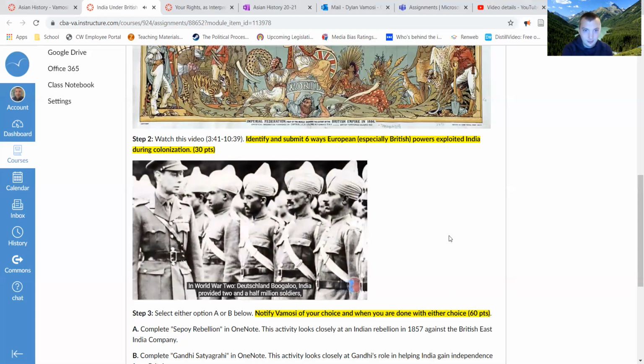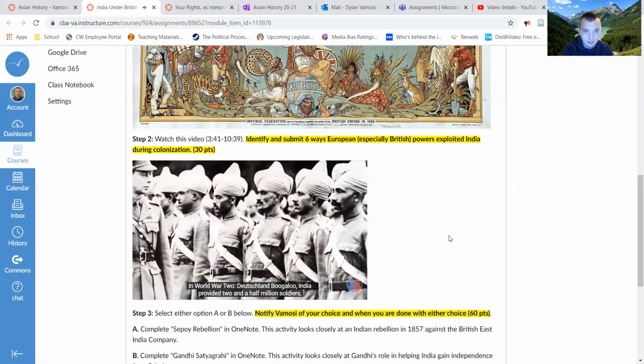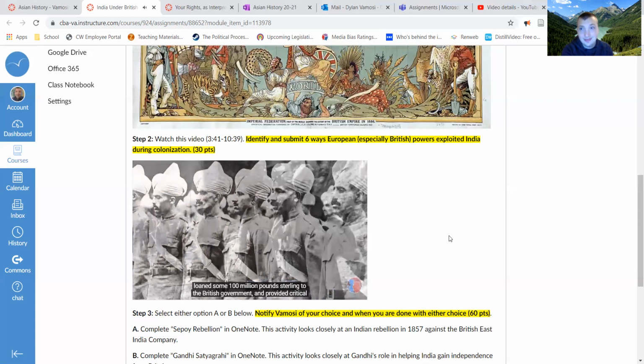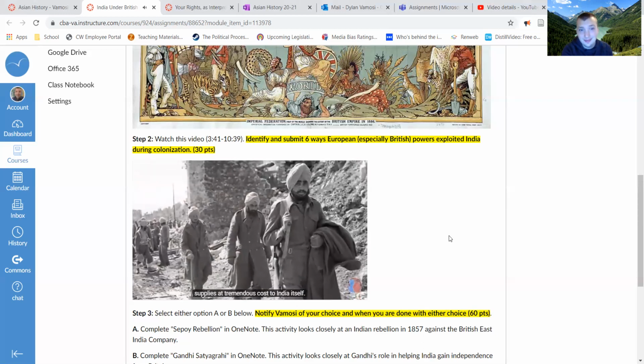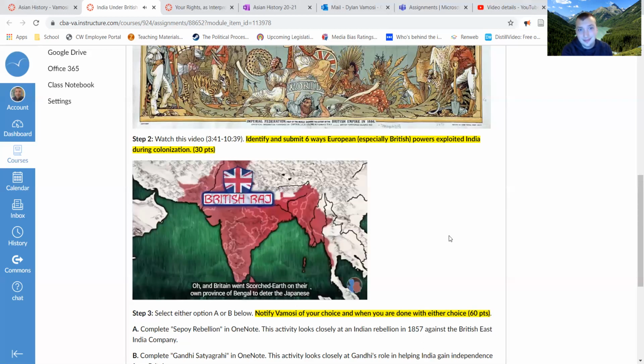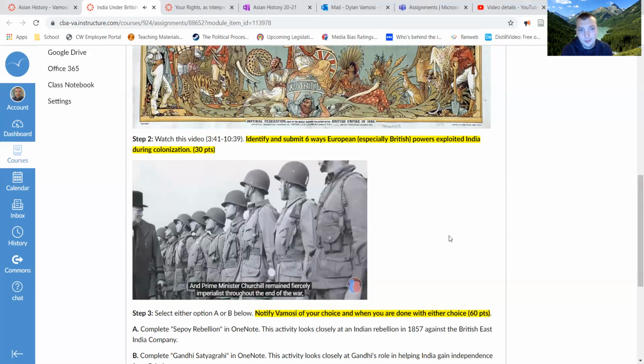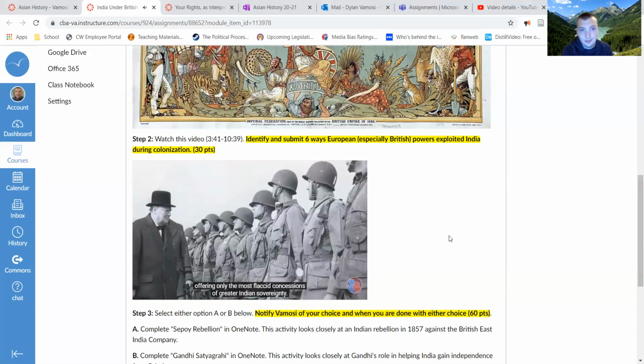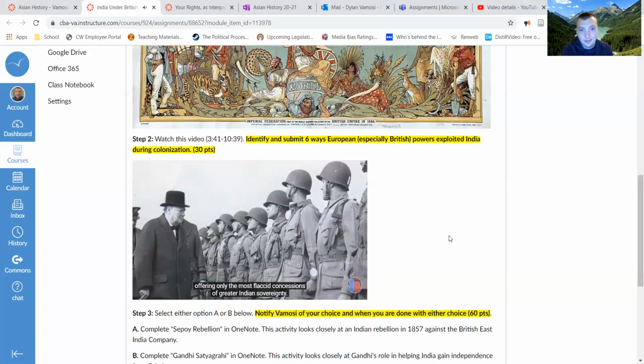In World War II, Deutschland Boogaloo, India provided 2.5 million soldiers, loaned some £10 million to the British government, and provided critical supplies at tremendous cost to India itself. To make matters worse, Britain went all scorched earth on their own province of Bengal to deter the Japanese Empire from muscling into eastern India, and 3 million people died in the resulting famine. And our old pal Winnie Churchill remained fiercely imperialist throughout the end of the war, offering only the most flaccid concessions of greater Indian sovereignty.